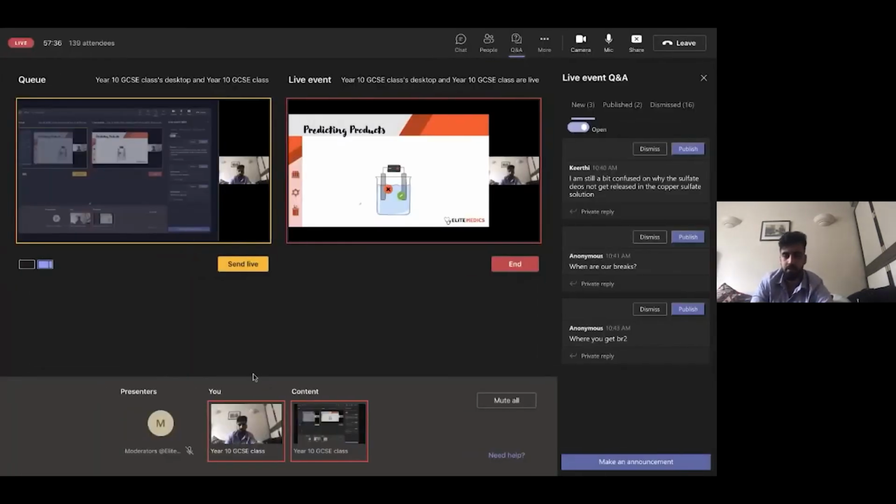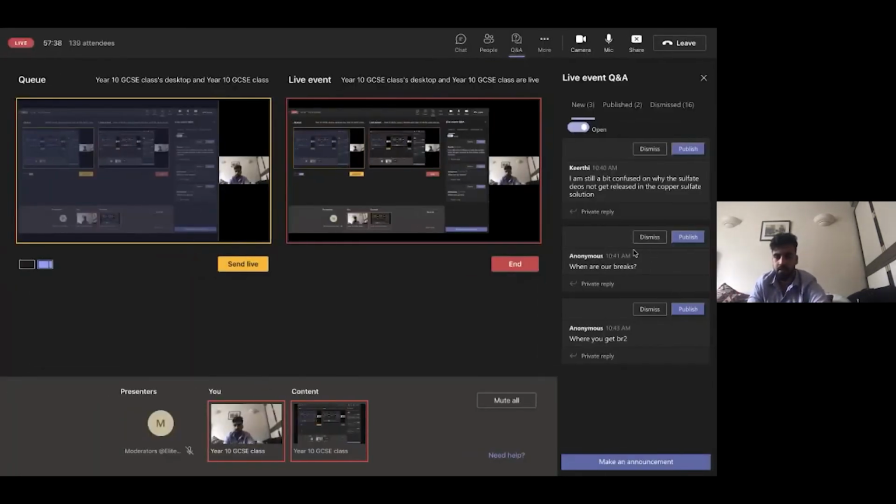Okay, any questions? Still a bit confused on why the sulfate does not get released in the copper sulfate solution.